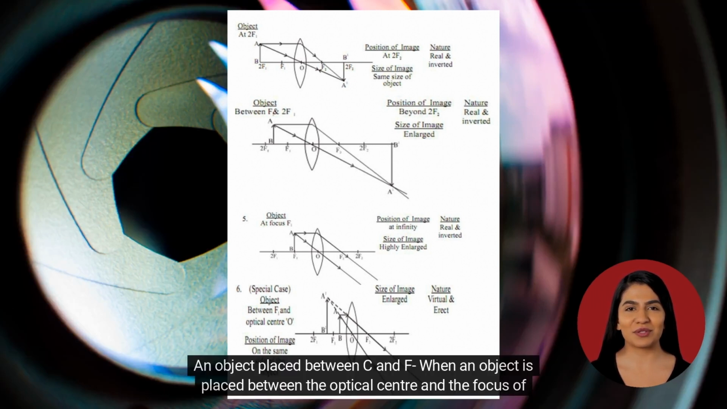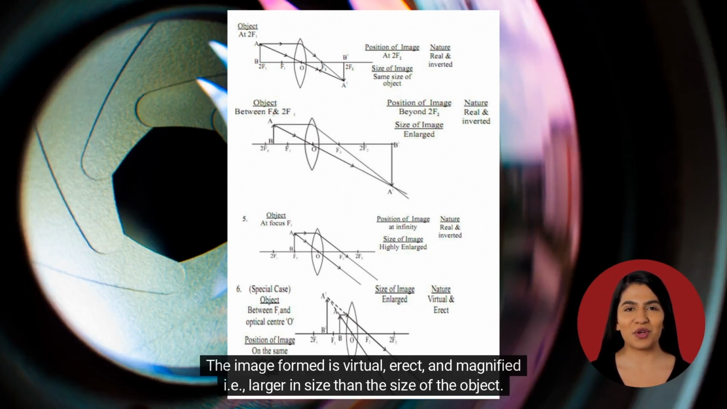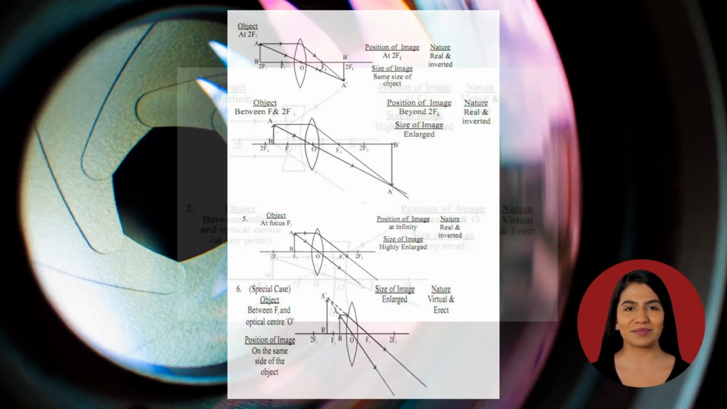An object placed between C and F. When an object is placed between the optical center and the focus of a convex lens, the image formed lies behind the object on the same side. The image formed is virtual, erect, and magnified, i.e., larger in size than the size of the object.